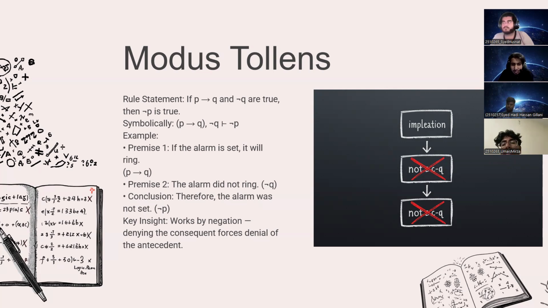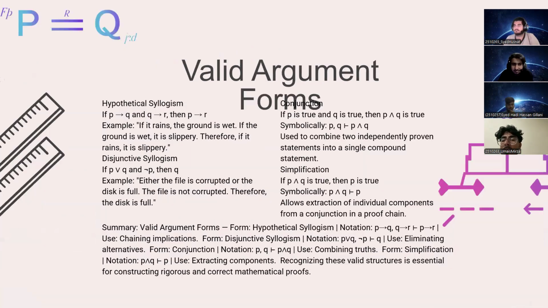This method is useful when we know that the expected result did not happen. By denying the result, we can deny the original condition that would have caused it. Modus tollens is widely used in logical proofs because it helps us eliminate possibilities and arrive at valid conclusions through reasoning. Now, moving on, we have slide number 7.